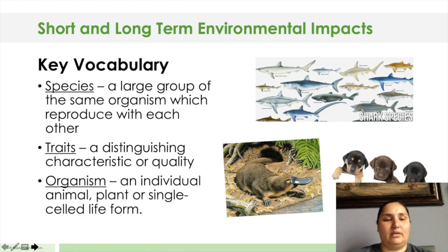Next, organism, an individual, animal, plant, or single-celled life form. So organisms we did talk about them in the previous video, where it could be an individual animal, like that elephant, like that giraffe, that antelope, or plant, for example, algae in the ocean or a bamboo plant in Asia, or single-celled life form, even bacteria and protists are single-celled life forms.